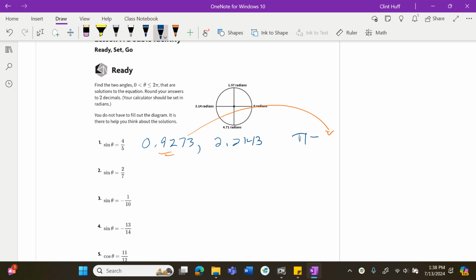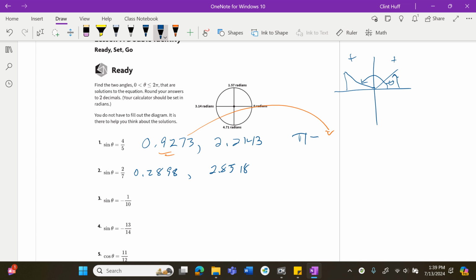Okay, same approach on the next one. If you input inverse sine of 2/7 in your calculator, you'll get 0.2898. Do pi minus that, and you will get 2.8518. Keep in mind here is that the sine is positive in quadrants 1 and 2. Any given angle here, its supplement, pi minus that, will have the same value. So this rotation from here to here and from here to here, those are supplementary, and they'll have the same value, so that's why it's pi minus.